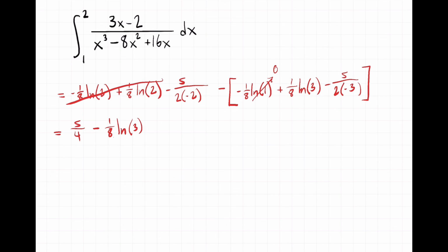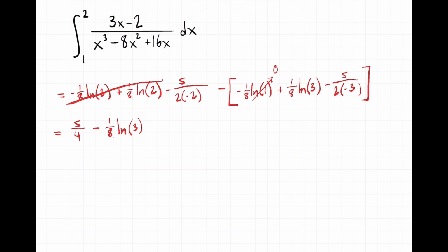The natural log of 3 is some number, right? What power do I put on e to get 3? Well, e is a tiny bit less than 3, so the answer is a tiny power a little bigger than 1. But the exact value is just natural log of 3, or 1/8 of that.